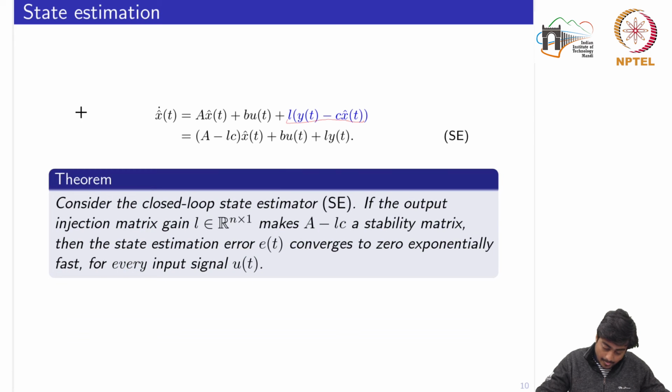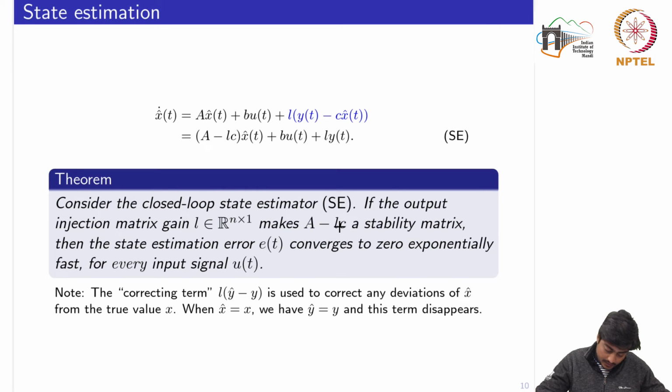And the proof of this we had already seen, how we approached the state error dynamics of the observer. Note that the correcting term L(y hat minus y), or y minus y hat, is used to correct any deviations of x hat from the true value x. So when x becomes equal to x hat, we would have y equal to y hat, and this term also disappears. So the only remaining part is the plant equation, because we actually want x equal to x hat.